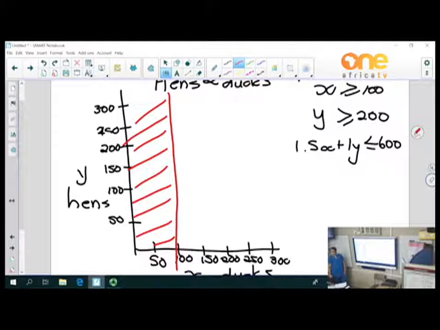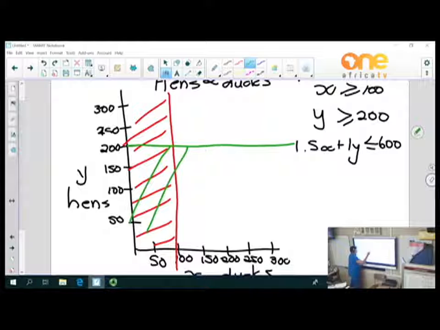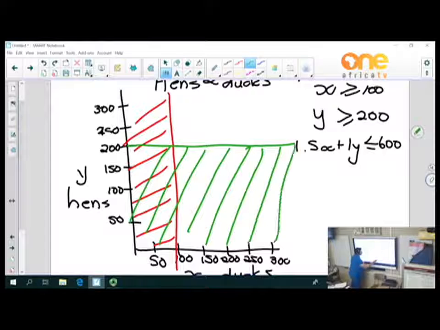And then Y is more than or equal to 200. So what does that mean? At 200, I draw a line. And where do I shade? The unwanted region. So I shade here. That's where I'm going to shade, the unwanted region. Because I stopped here at 300 and that graph goes up to 600.